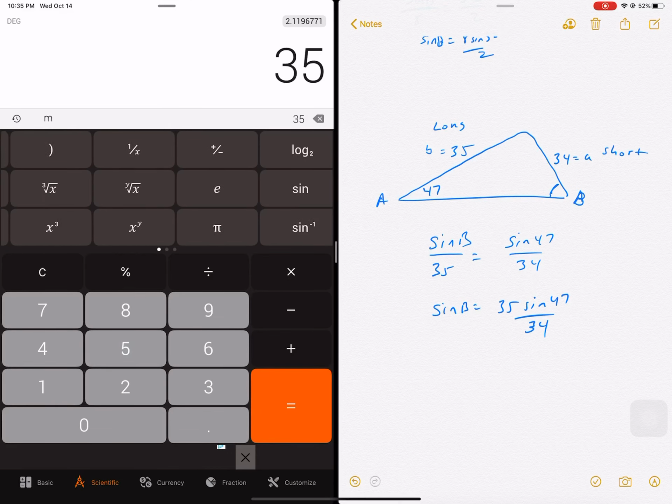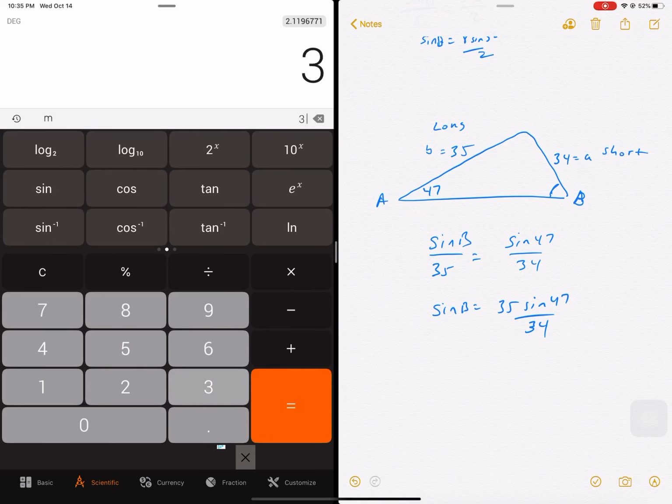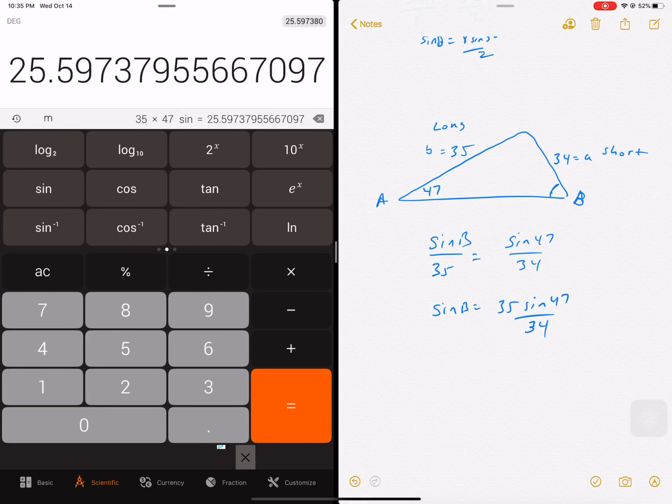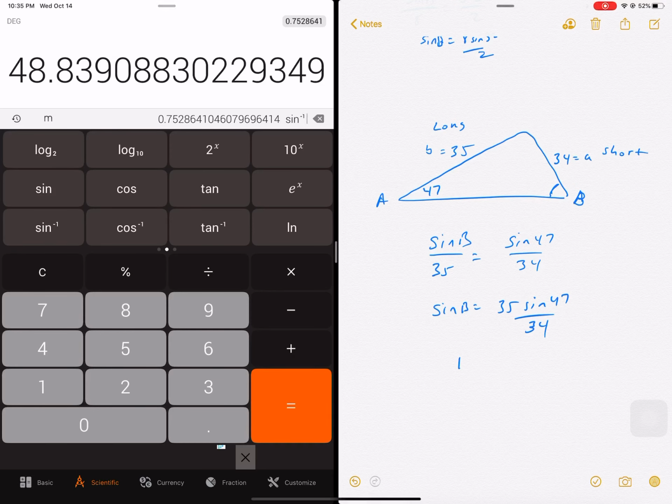35 sine, whoops, that's not my style calculator, I use a different calculator here, right? So we have to write 35 times sine of 47 first, equals, divided by 34, equals 0.75, which is not the angle I want, so we undo that sine with sine inverse. Angle B must be 48.84, let's round off to 2 decimal places.